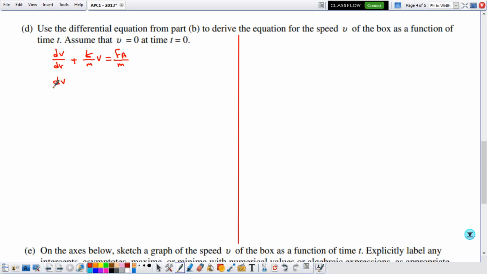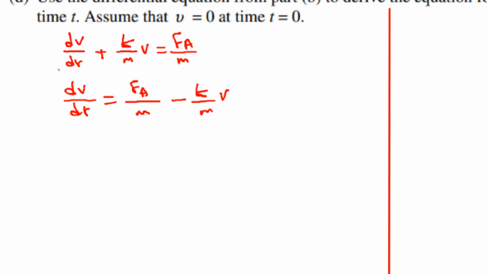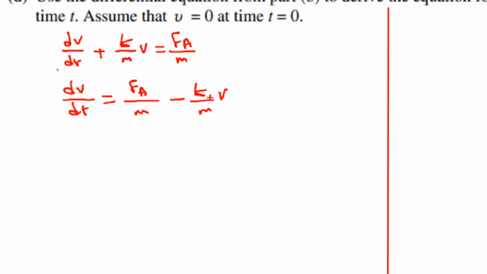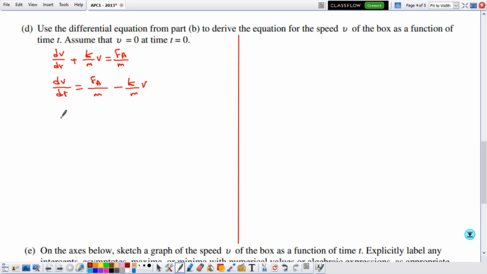Then dv by dt equals Fa over m minus k over m multiplied by v. Usually the next step is to find the common denominator between these two expressions, and the common denominator would be the inertia, which is the mass. In this case it's already done. Then let's factor 1 over m out. Then that would be Fa minus kv.